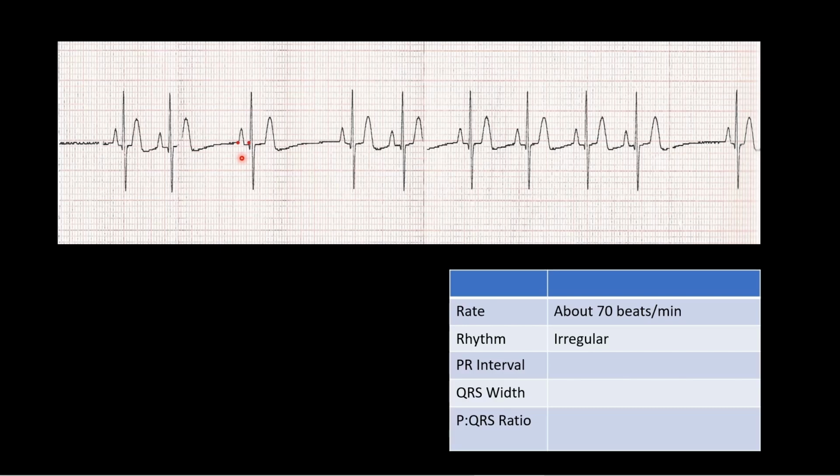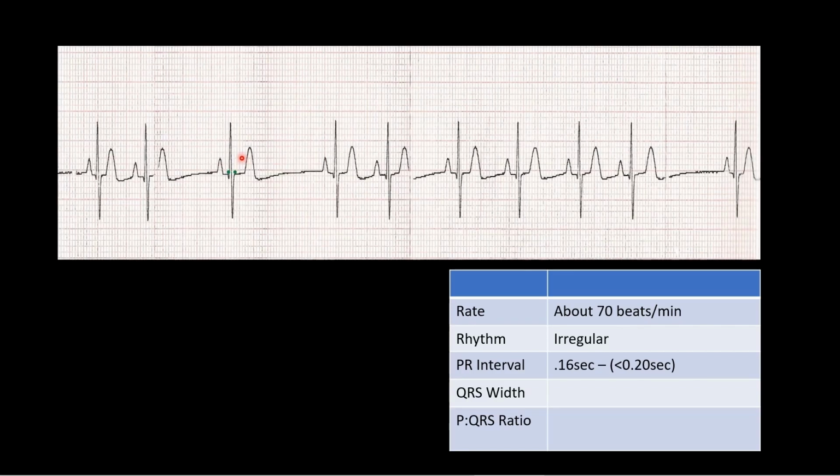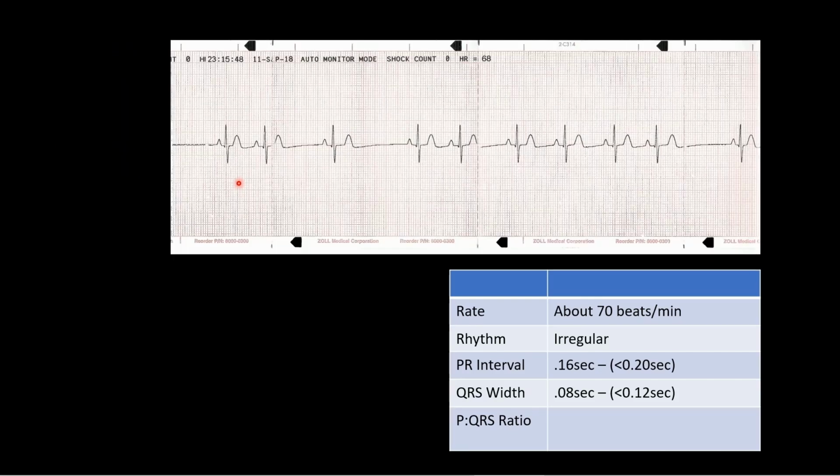Well, as we look at the PR interval there, it appears that it's going to be about 3 little bitty boxes, maybe 4. I'll give it about 4 there. So based on that, it's going to have a PR interval of 0.16. When we look at the QRS width of it, we'll see that between the 2 green markers here, we've got about 2 boxes of the smallest, so that would be 0.08, which again would be narrow complex QRS, less than 0.12. And now let's look at the P to QRS.